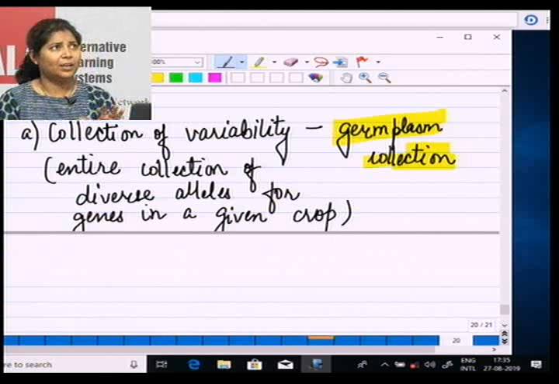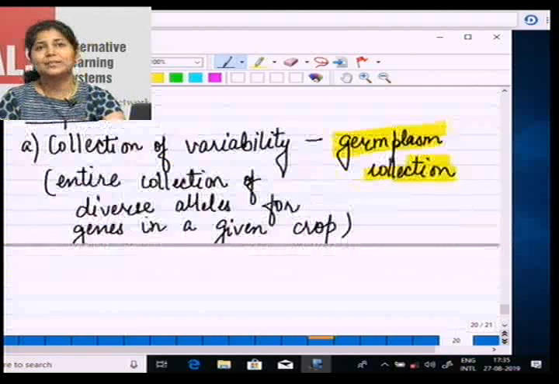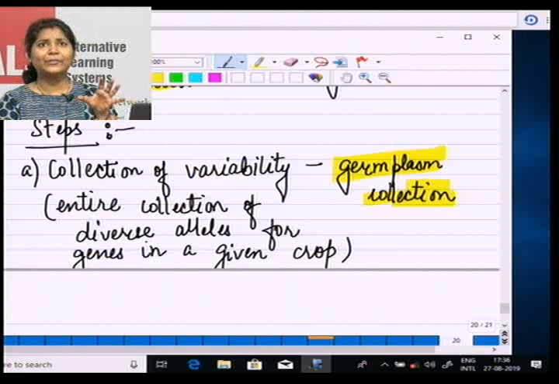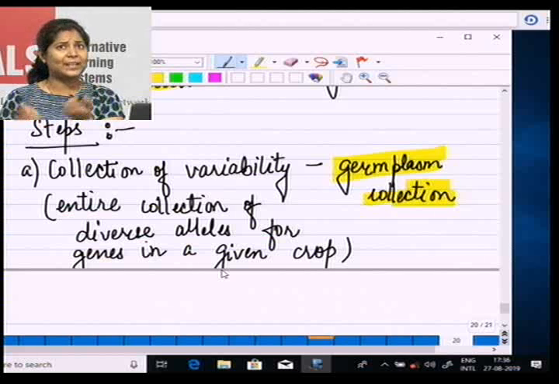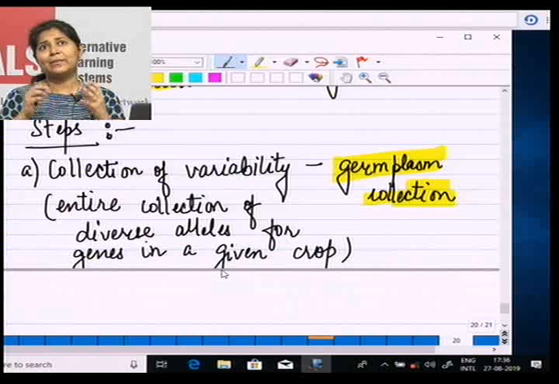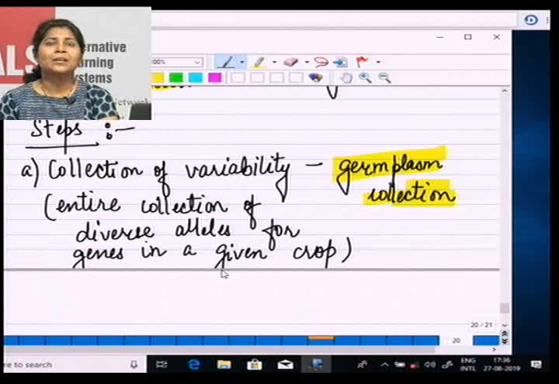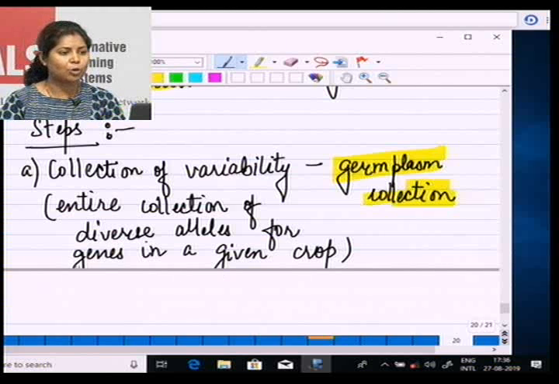Alleles are the different forms of the same gene. Like some of us are tall, some of us are average, some of us are dwarf. So basically alleles are different forms of the same gene. Like some of us have curly hair, some of us have straight hair, isn't it? Some of us have wavy hair. So the texture of hair is the gene, and alleles are straight, curly, wavy. So different forms of the same gene are called alleles.